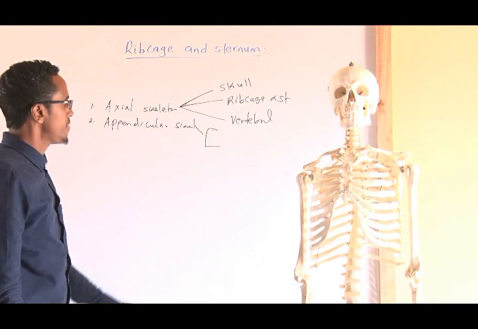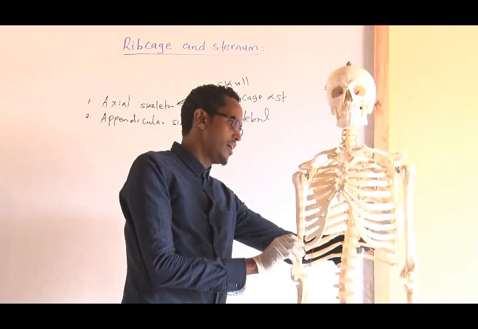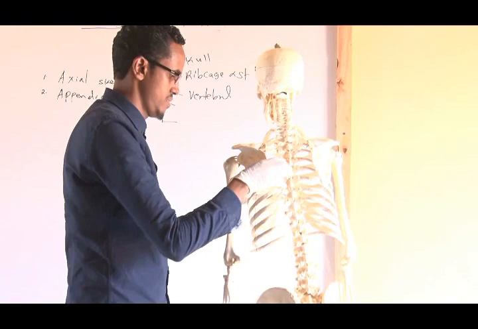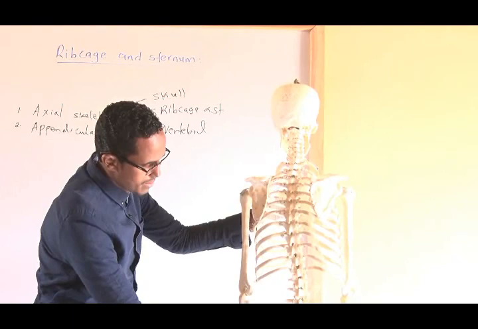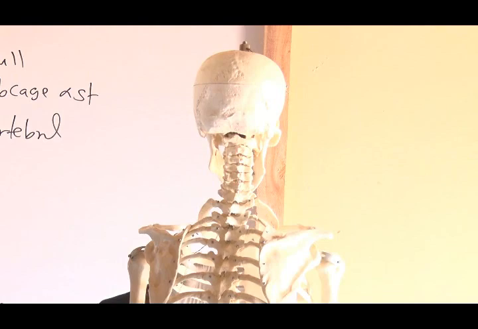After I'm done with the rib cage and the sternum, we will start with the bones of the vertebral column. What do I mean by bones of the vertebral column? These are the backbones. These are the bones of the vertebral column I'm talking about, starting immediately after the cranium, or the skull. We have vertebral bones going downward up to the tail.